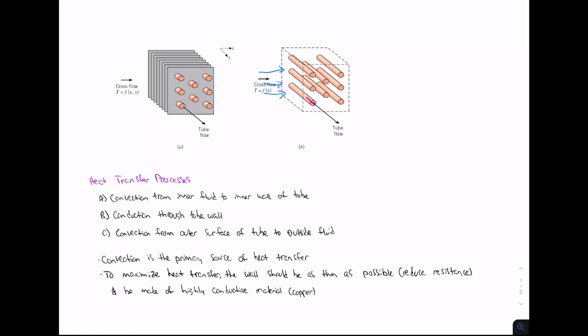Okay, so for this experiment, the convection that we're going to have is going to be the primary source of heat transfer. And then, as we already noted, to maximize our heat transfer, the wall of our tube should be as thin as possible, so we can reduce the thermal resistance. And then we want to have our material to be highly conductive, so in this case we're going to be using copper.